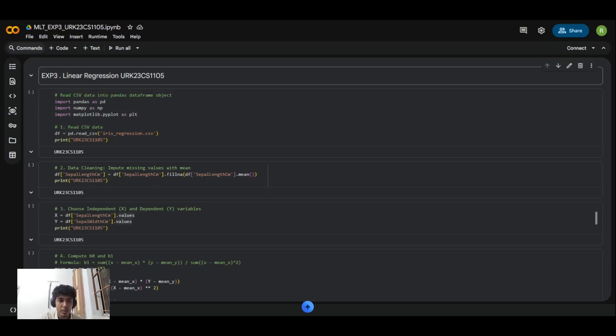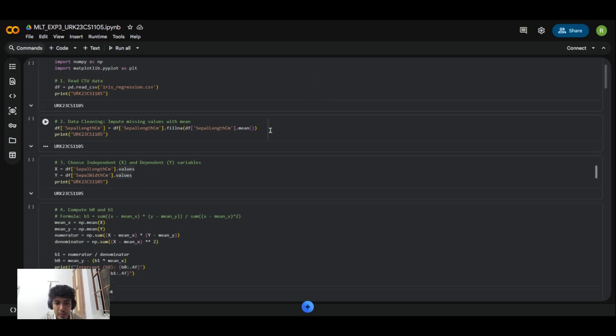So the first question is to read the CSV data, and it is read into a pandas data frame. The data frame is df. The data set is iris regression.csv. This is a CSV file.